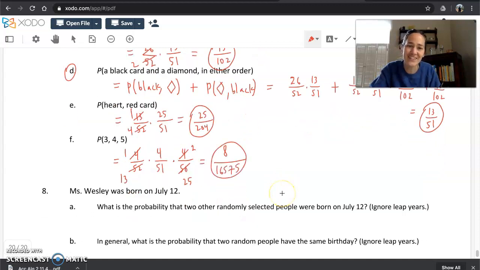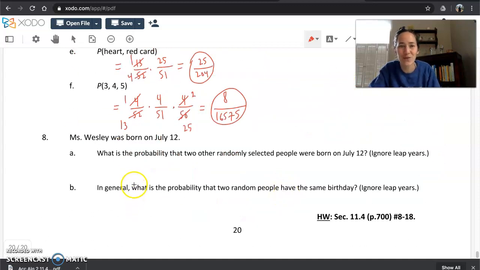And the birthday question. Okay, so I was born on July 12th. What's the probability that I picked 2 other random people and they were also born on July 12th? Be careful. I know this problem involves 3 people, right? But the probability I have my own birthday is going to be 100%. I was definitely born on July 12th. I have the birth certificate to prove it.